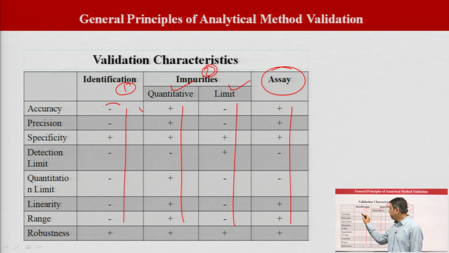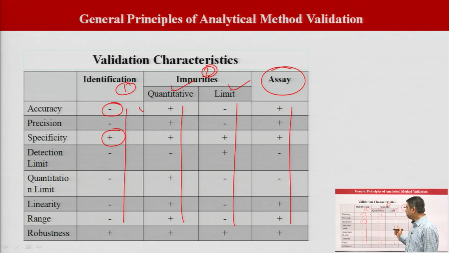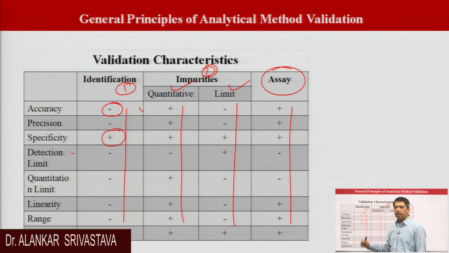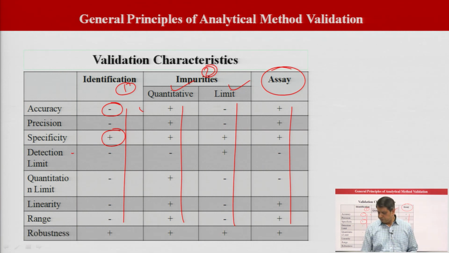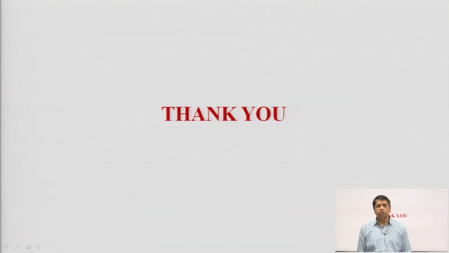The minus sign shows that these parameters are not required to be established, whereas the plus sign shows that these parameters should be established. For example, specificity should be established for all kinds of these analytical methods, whereas accuracy is not required to be established for the identification methods. So, this is all about the validation of the analytical methods.